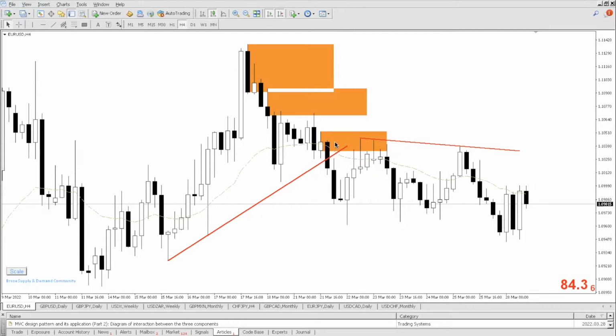Okay, when you find that zone, sometimes we call it an imbalance. For example, in this one, this is called a supply zone. You draw your zone there. So that is my zone. And then what do you do?